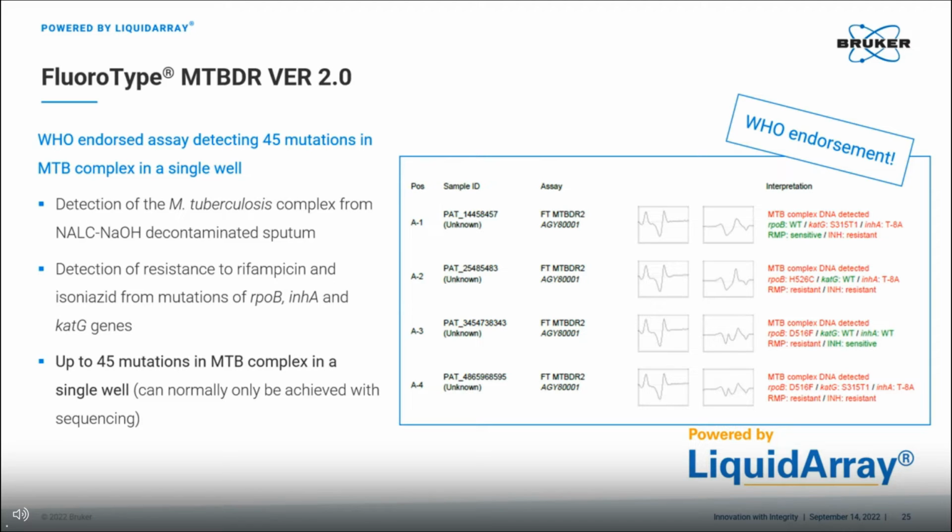So here you can see quite clearly from the report that we would see from LiquidArray that yes, there are fluorescent signatures there, and the reporting will tell you whether the MTB complex has been detected. It will tell you the mutations that have been detected, and whether the sample is showing mycobacteria that is sensitive or resistant to the drug in question. And we're covering up to 45 mutations in the MTB complex in a single well, which is something normally only achieved with sequencing.